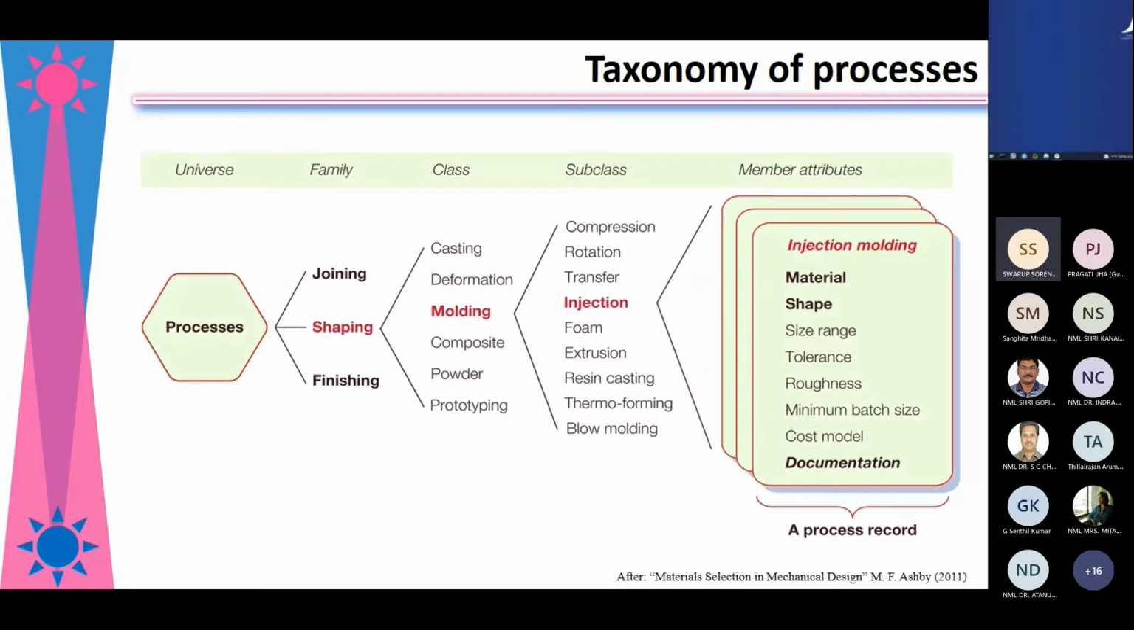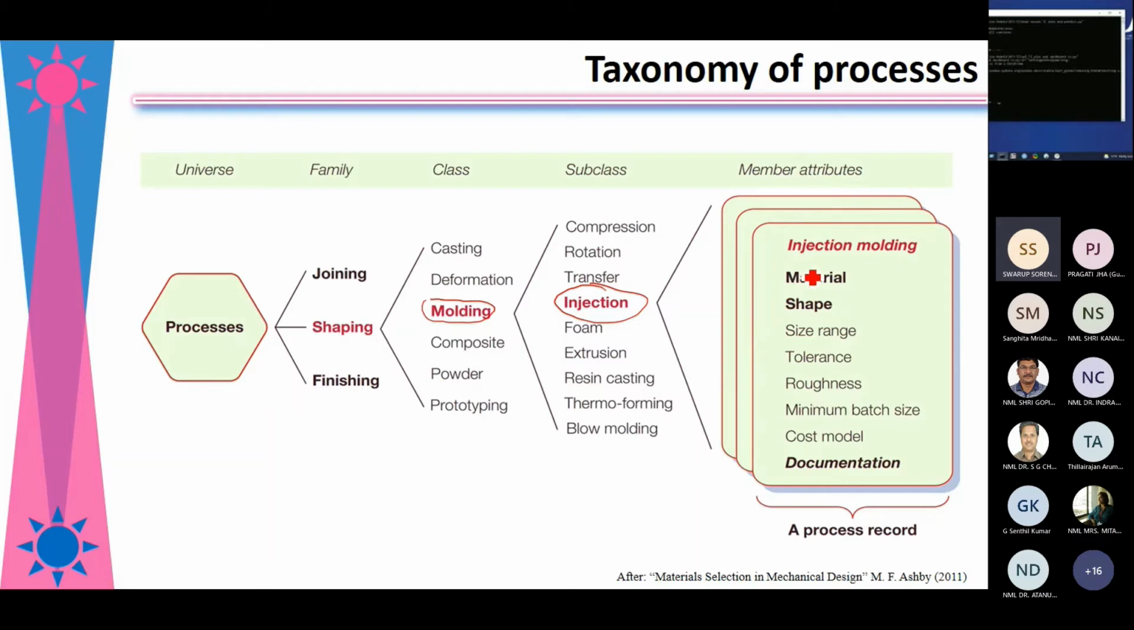And similarly, you have the data available in the same form for processes, with the same arrangement. For processes, for example, you have different processes like joining, shaping, finishing, and then in shaping, for example, there are subclasses, classes of casting, deformation, composites, powder, and prototyping. And in molding, you can have different subclasses like this. And for injection molding, you can find the data in the form of this.